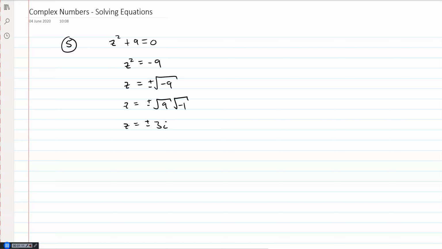You could complete the square if you wanted to. You can do all kinds of things on these questions, although completing the square is not favourable here actually because we don't have a z term, do we? But we'll come on to questions, in fact, the next question where we can do this.